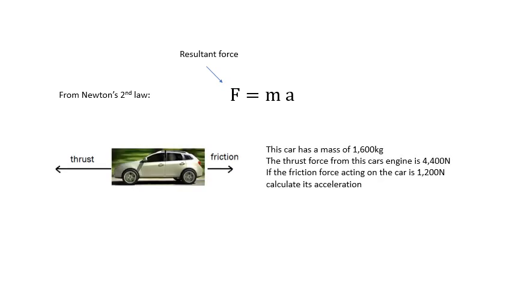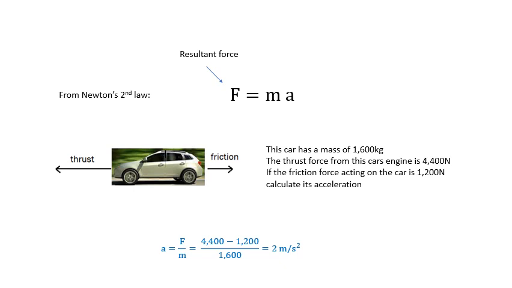Have a go at this. A car has a mass of 1,600 kilograms. The thrust force is 4,400 newtons. There's also a friction force of 1,200 newtons. Calculate its acceleration. Pen, paper, calculator. I'll show you the answer in 3, 2, 1.